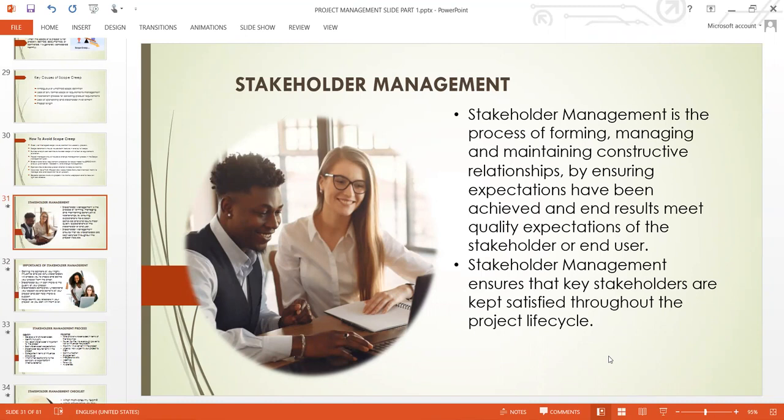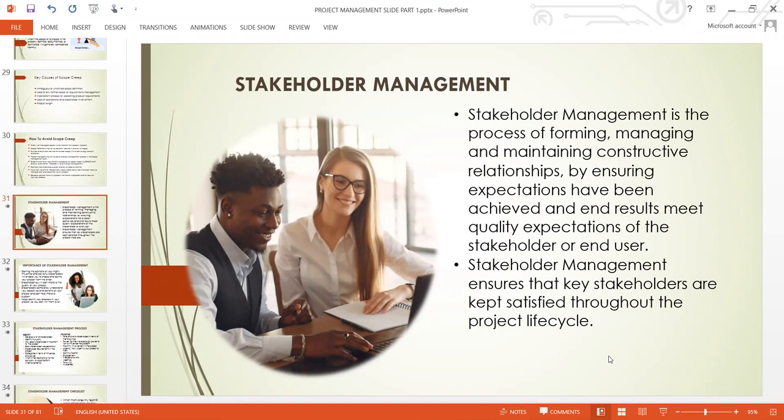stakeholder management. Stakeholder management is the process of forming, managing, and maintaining constructive relationships by ensuring expectations have been achieved and end results meet the quality expectations of the stakeholders or end users. Stakeholder management ensures that key stakeholders are kept satisfied throughout the project lifecycle.